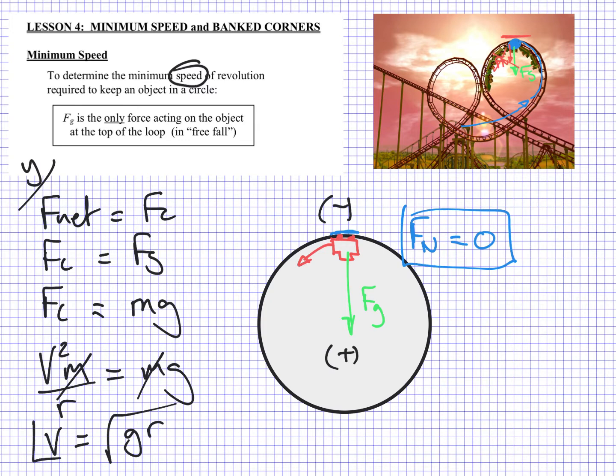And that's our equation for the minimum speed required for the car to still remain in contact with the track and not fall out of the circular motion, but where the Fn is 0. So this is the minimum speed.